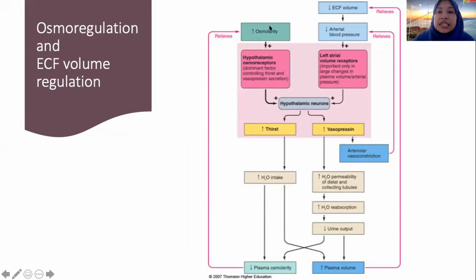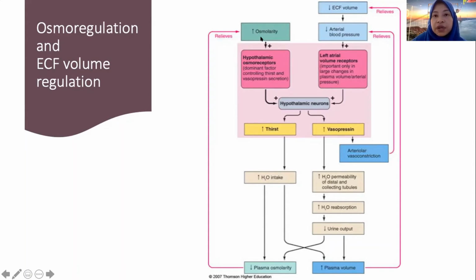So this is just a summary on how the sodium concentration changes. How does the body react to the changes in the osmolarity of the plasma?